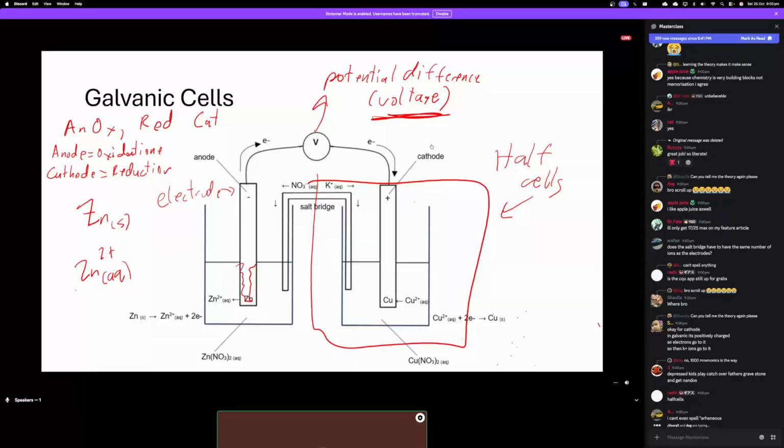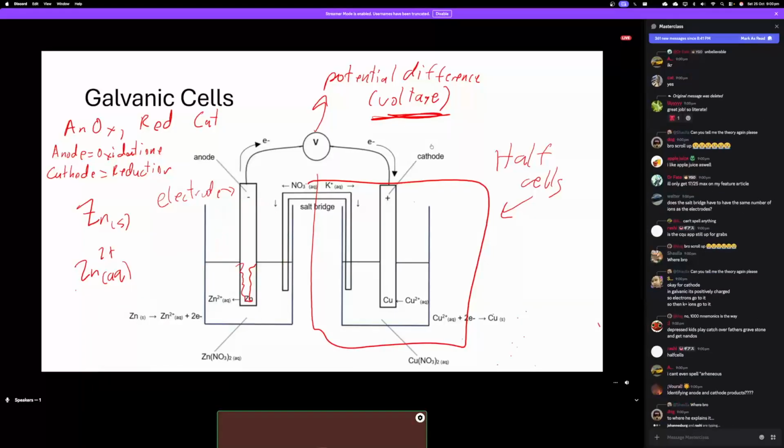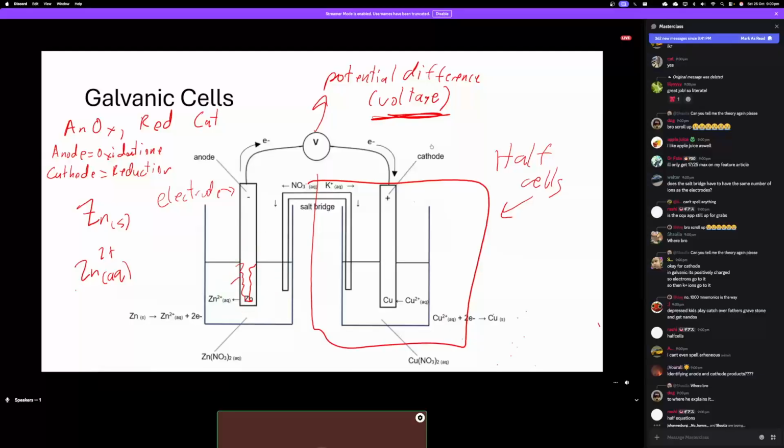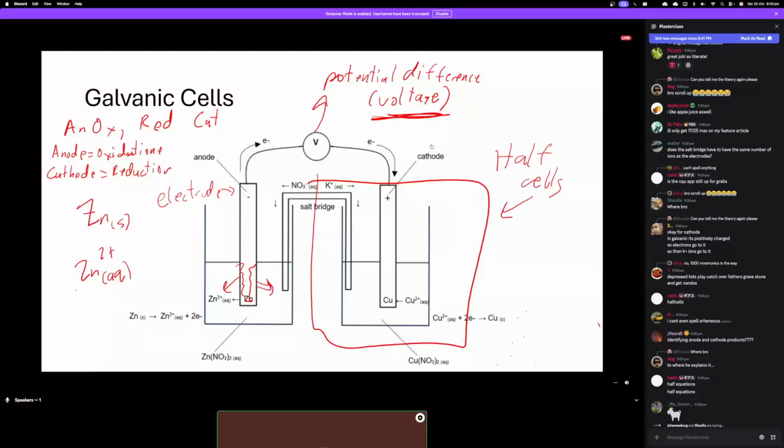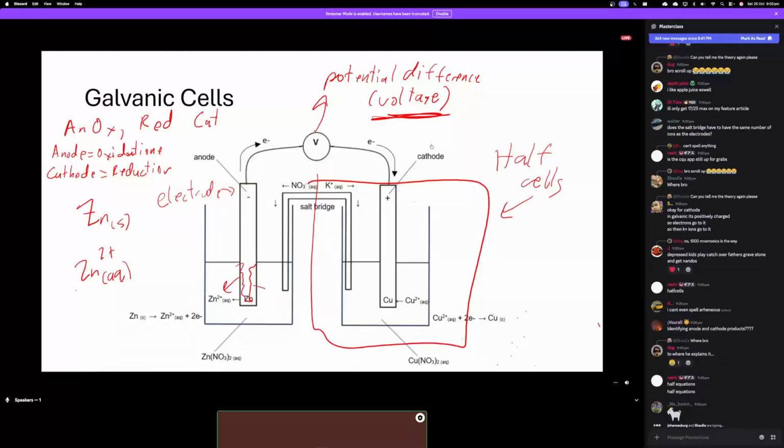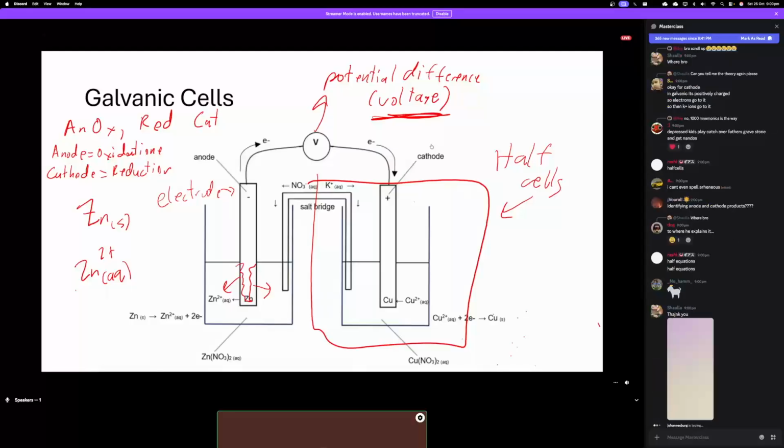Yeah. So this is the anode. The anode would lose mass because it's giving away electrons and turning into this, in this example, not always. Whereas this one will gain copper because the copper is becoming solid.